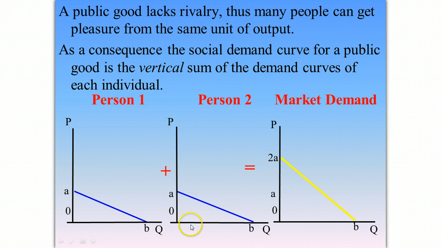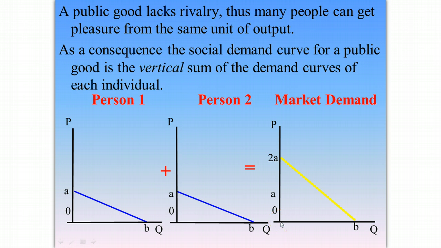So if we take 2 individuals, person 1, here's the price of the good, here's the quantity, and person 2. For the market demand, however many units are being provided, they can use the same unit over and over again. We don't need to increase the quantity. So at 0, the price they're willing to pay is A, and the maximum quantity they would use where they get positive benefit is out to B. For the market demand curve, we just add up willingness to pay. So if person 1 is willing to pay A for the first unit, and person 2 is willing to pay A for the first unit, the market is willing to pay 2A for the first unit.